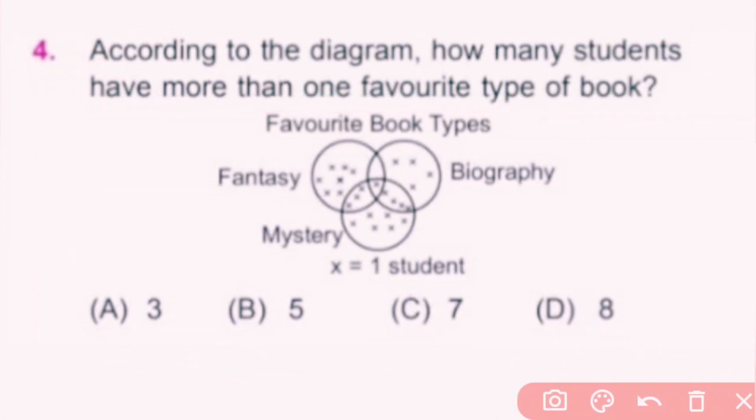Question number 4. According to the diagram, how many students have more than one favorite type of books? Here X is equal to 1 student. So total 8 students have more than one favorite type of book. X is equal to 1 student. So 8x is equal to 8 students. So here D is correct answer.